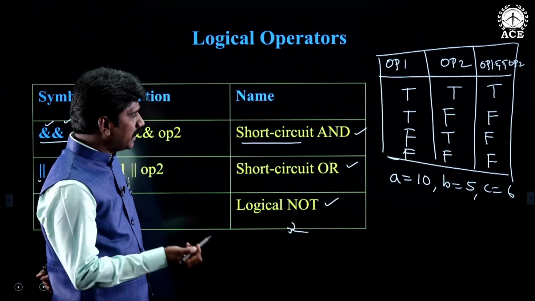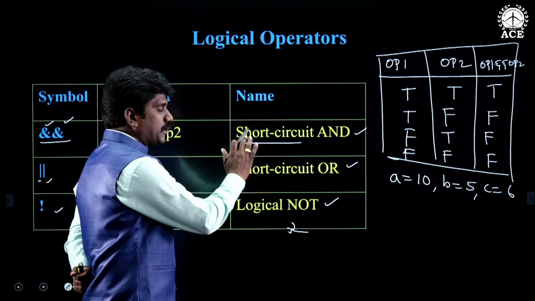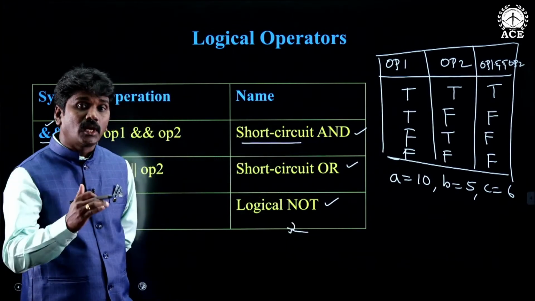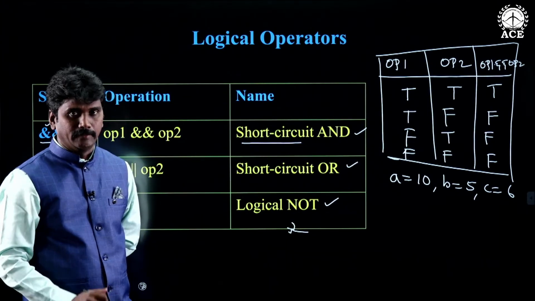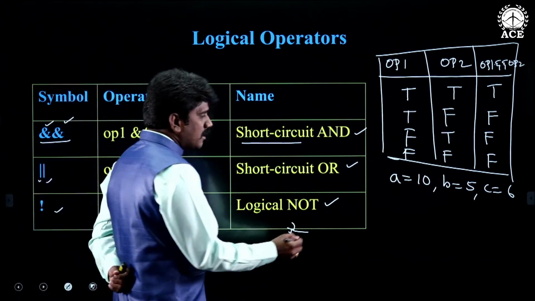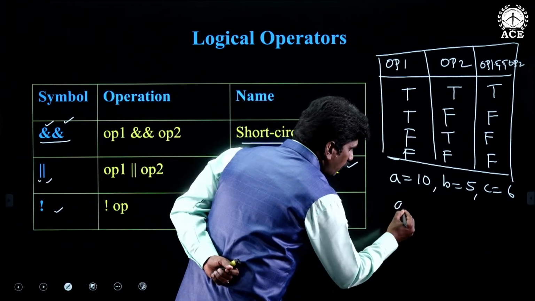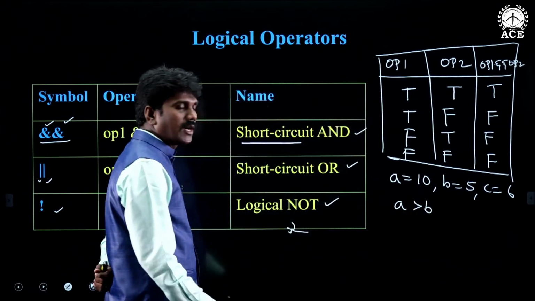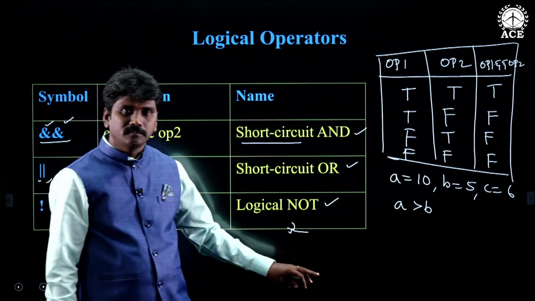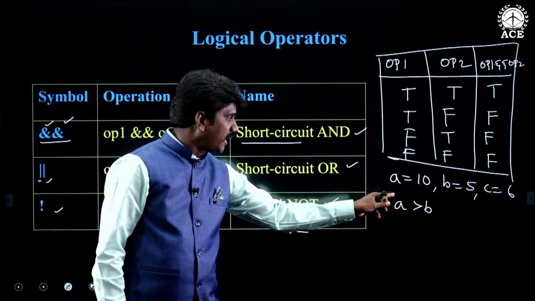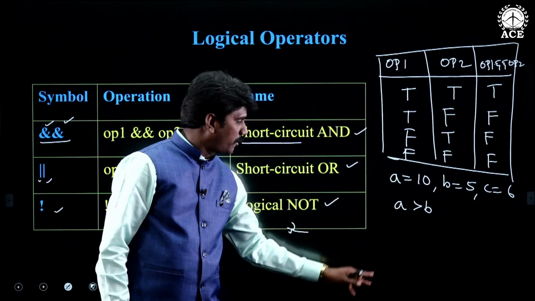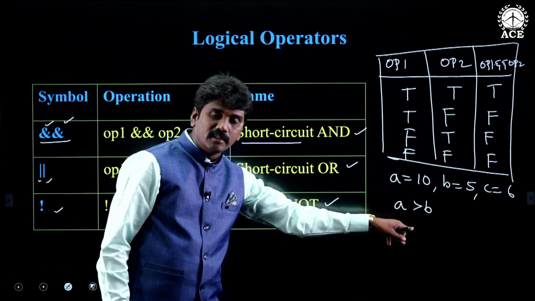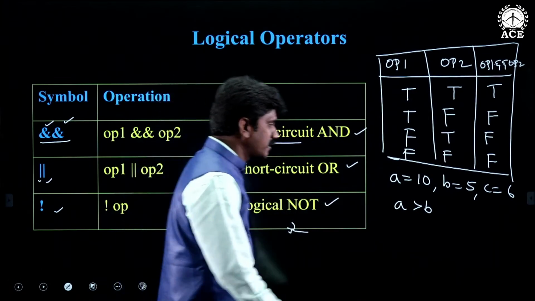Here I would like to check the condition like short circuit AND, how the short circuit AND is going to be done. Let us understand that. Here I would like to take one condition that A is greater than B. A is equal to 10 I have taken and B is equal to 5. Whether A is greater than B? Yes, A is greater than B is true.